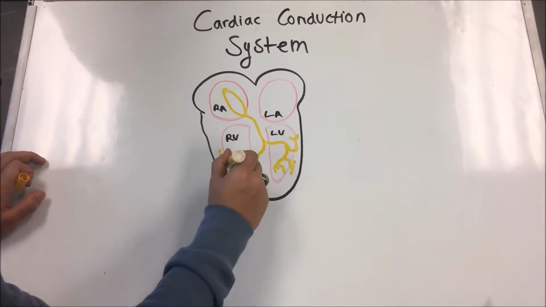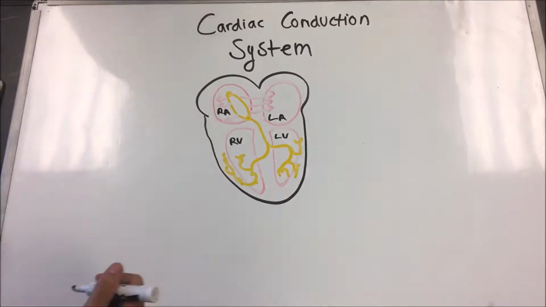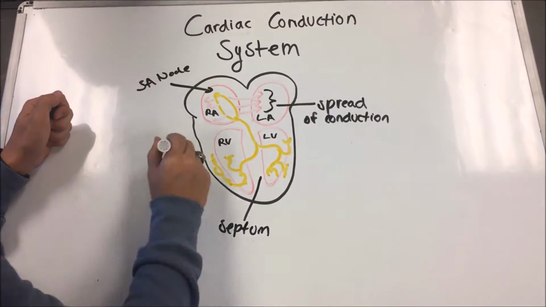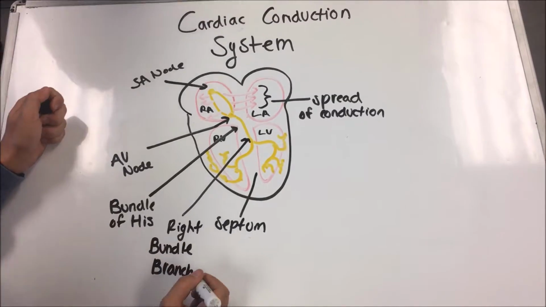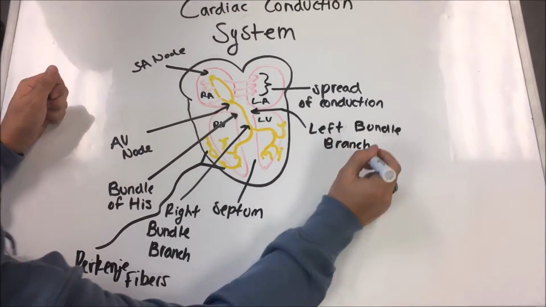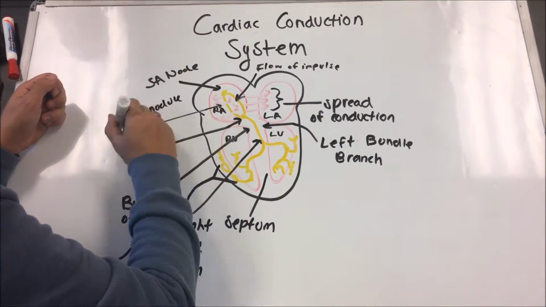The main components of the cardiac conduction system are the SA node, AV node, bundle of His, bundle branches, and Purkinje fibers. The SA node starts the sequence by causing the atrial muscles to contract. From there, the signal travels to the AV node, through the bundle of His, down the bundle branches, and through the Purkinje fibers, causing the ventricles to contract.